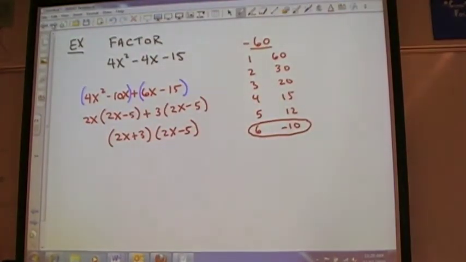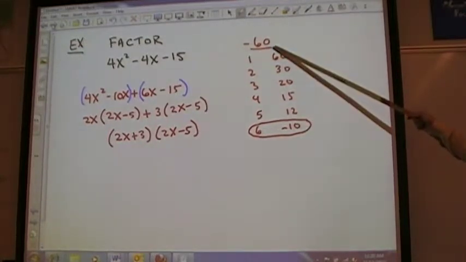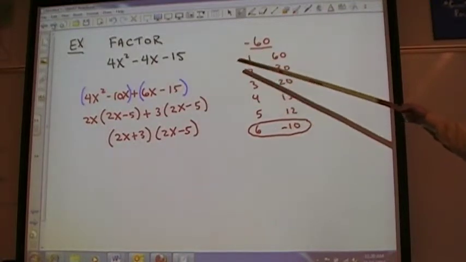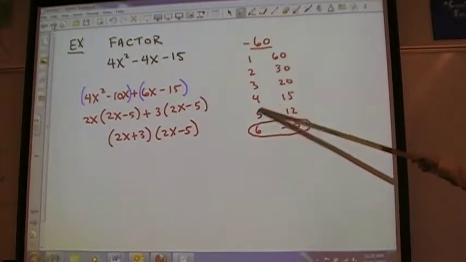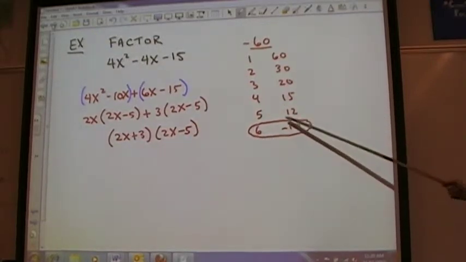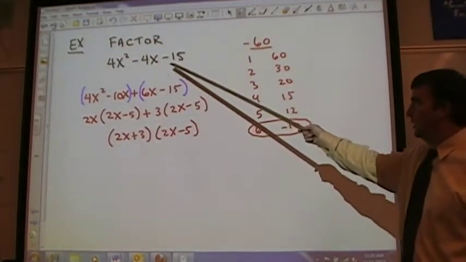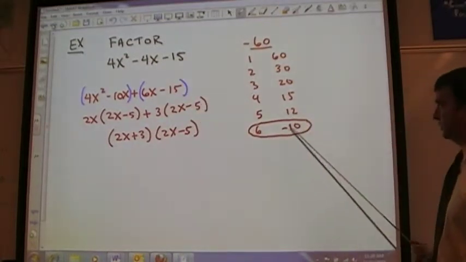Wait, how did you do the first step? How did you do the grouping factors? Well, the first step was over here. I multiplied A times C. That's the first step. 4 times negative 15 is negative 60. And then list all the factors. And then from there, we get into rewriting the negative 4 using these two numbers.